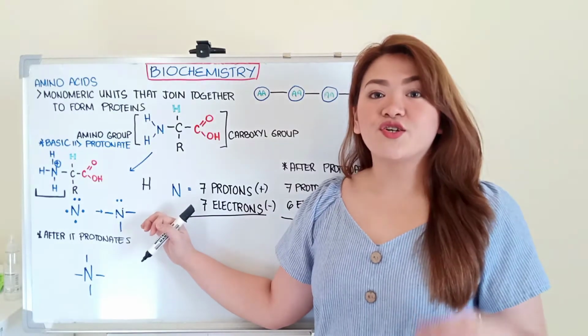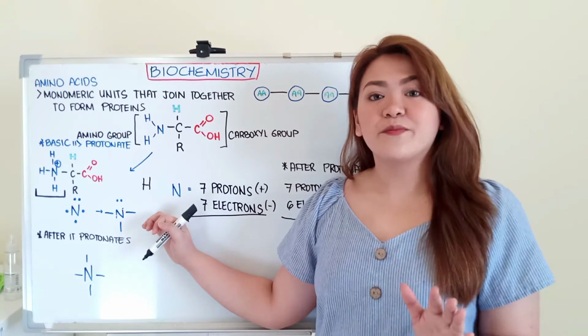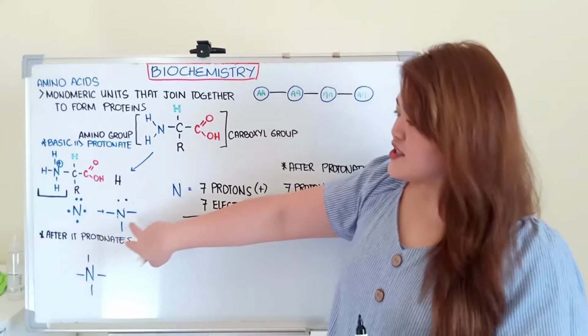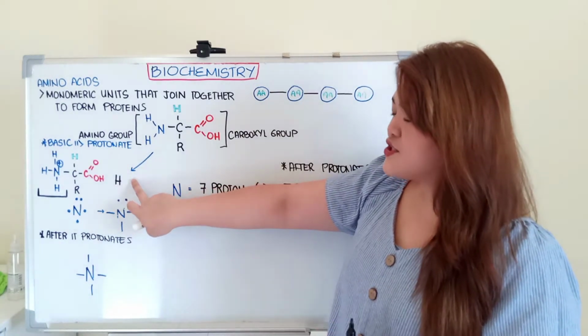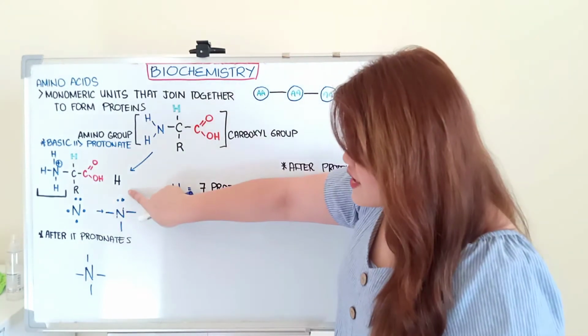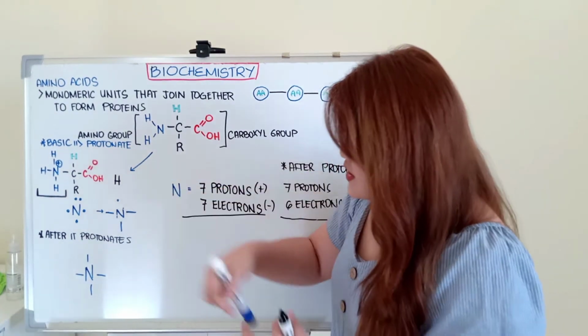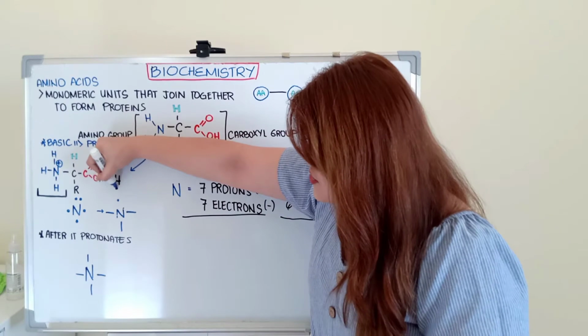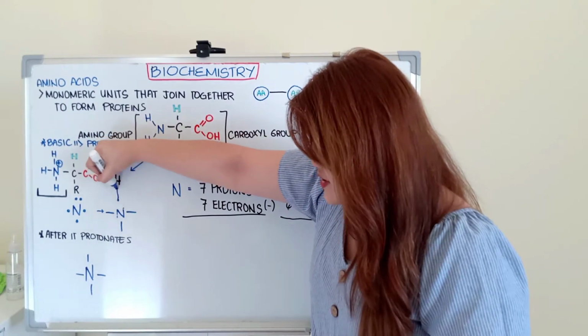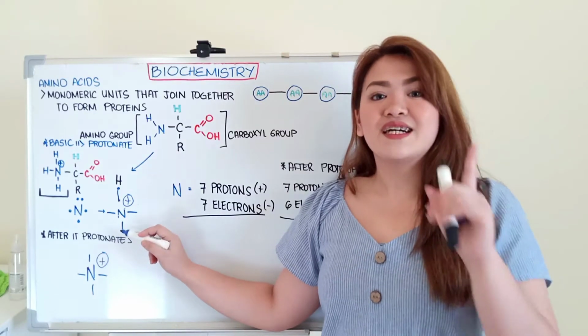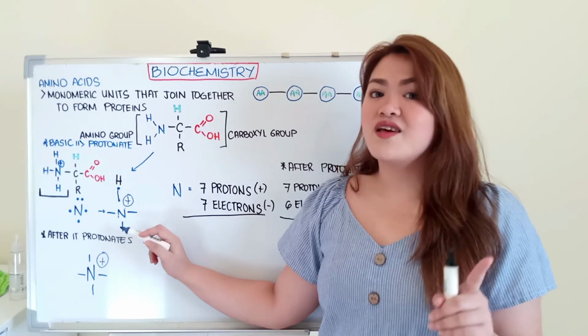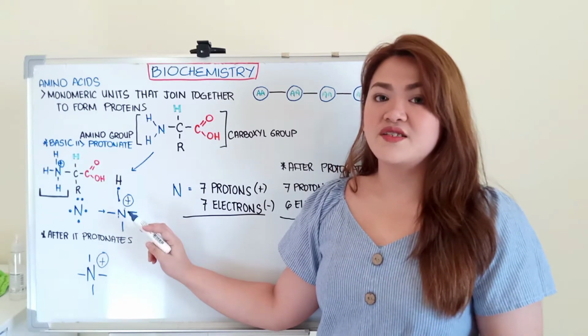During protonation or hydrogenation, nag-accept tayo ng hydrogen. Nitrogen will be accepting one hydrogen atom. So, ang mangyayari itong electron na to, isi-share niya kay hydrogen forming a bond. By doing so, nawala ng isang electron si nitrogen, giving it a positive formal charge.